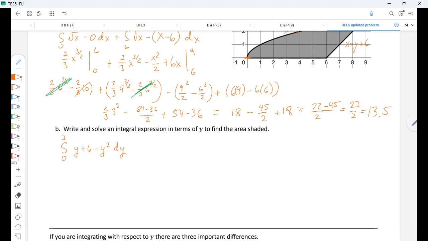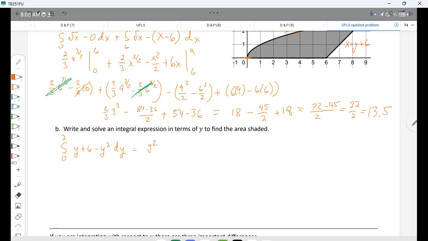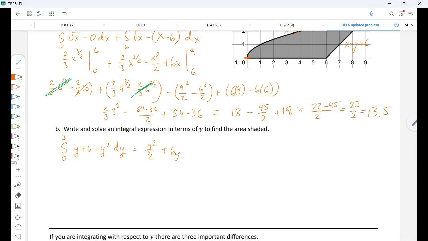So, let's do it. This should be a lot easier. We should end up with y squared over 2 plus 6y minus y cubed over 3. But this time we're evaluating from 0 to 3. And all of the zeros will go away. So we end up with 9 halves plus 18 minus 3 times 3 times 3 divided by 3, which is just 9. So 9 plus 9 halves, which is 18 plus 9 halves, which is 27 halves.